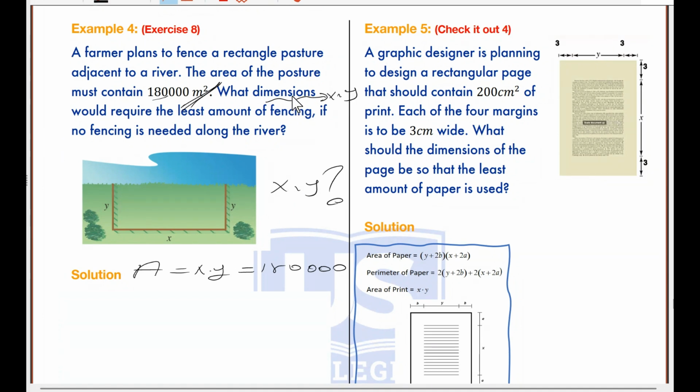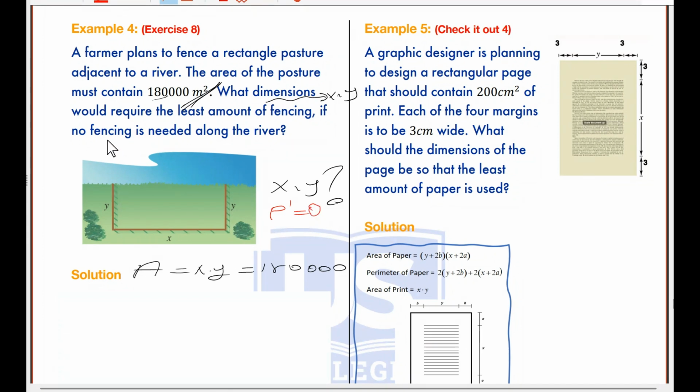In which condition are we looking for this? The dimensions which require the least amount of fencing, if no fencing is needed along the river. This actually means: what happens to the dimensions when the perimeter is least, meaning the derivative of the perimeter is 0.